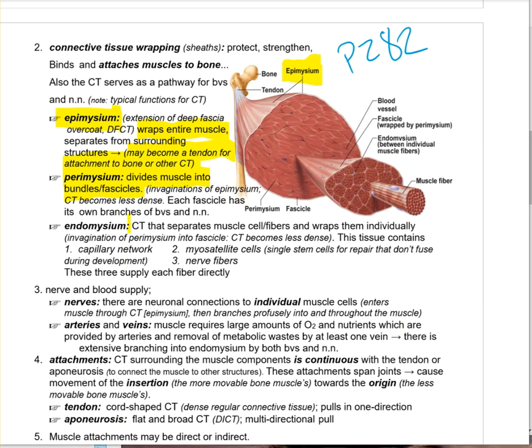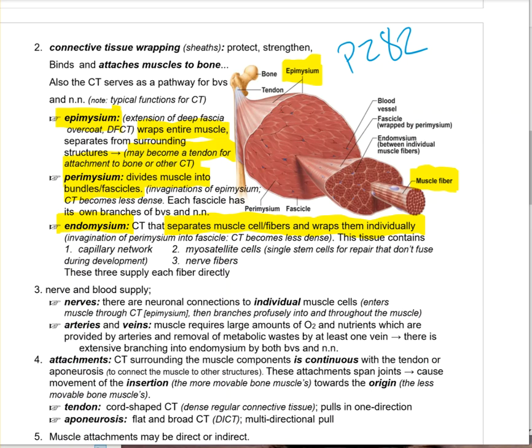Our third one is endomysium. And this separates muscle cells. If you look over here, here's an individual muscle fiber, but that's also a muscle cell. So when you hear the word muscle fiber, that's one cell of the muscle. And wrapped around that, right here, right around it, is the endomysium. All right? So it separates muscle cell fibers and wraps them individually.